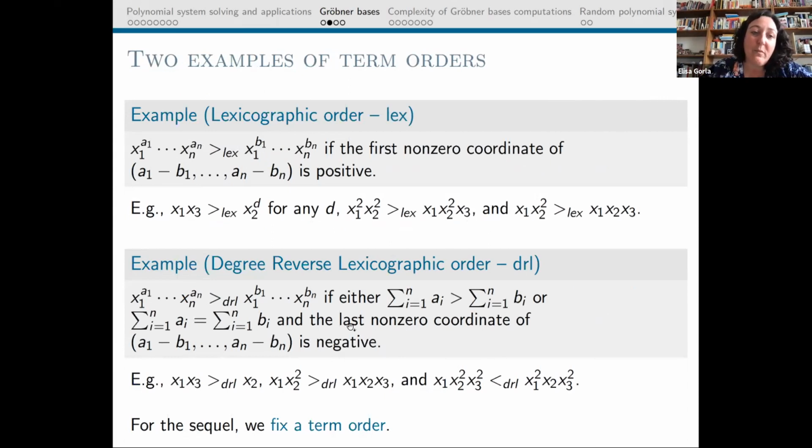So you order the variables. For me, I always think x1 is the biggest, then x2, then x3. So now I go look at the things I want to compare, and I see this one has x1, this one does not, so this one is bigger. And now I compare these two. They both contain x1, but this one contains more copies, so this will be bigger.